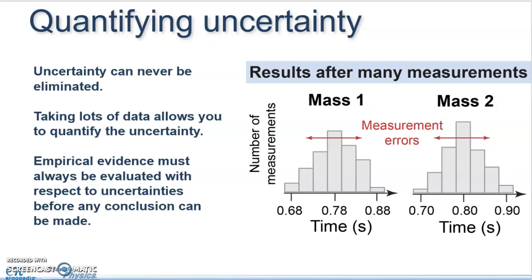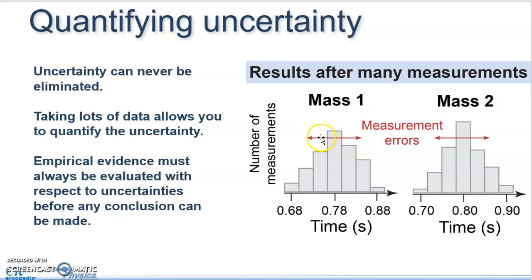All right, so uncertainty can never be eliminated, but you can take a lot of data, and that helps you quantify exactly how uncertain something is. These histograms give you an idea of that. You repeatedly do this experiment, and you get a range of times, and that helps you center in on what the uncertainty in the time is. And there's some pretty advanced math that goes along with statistics to figure out the degrees of certainty.